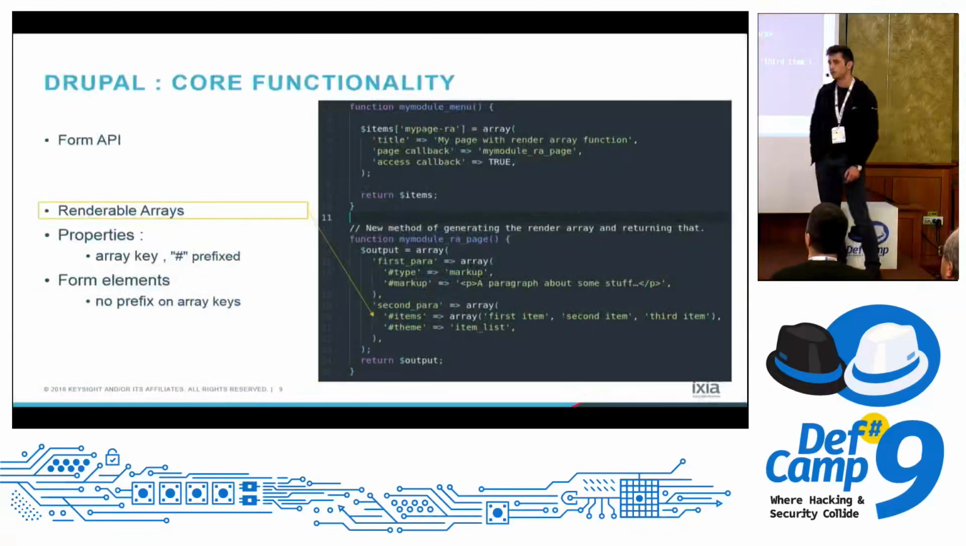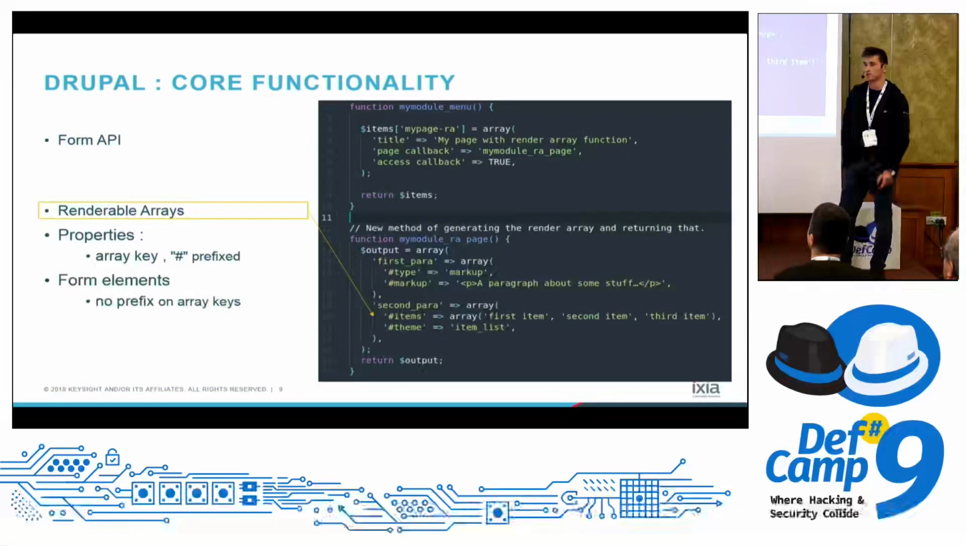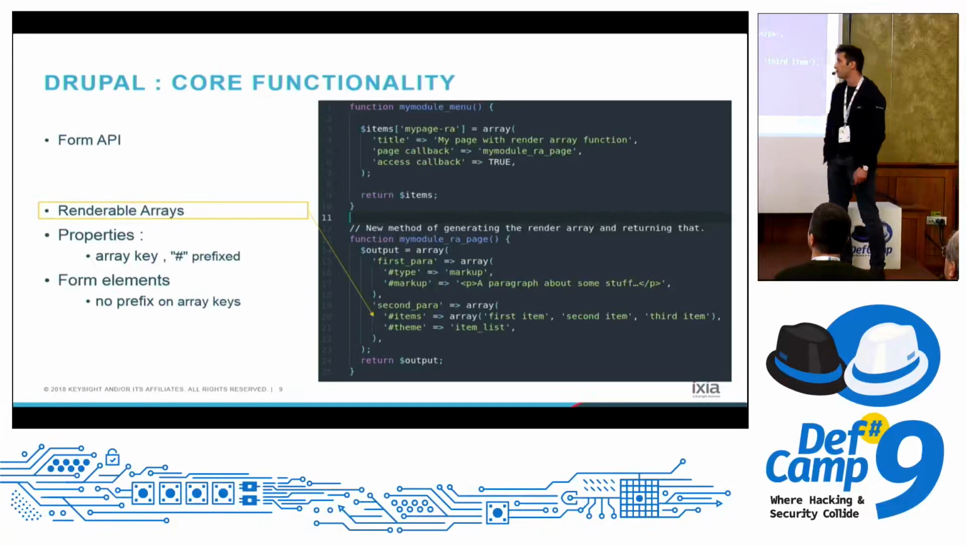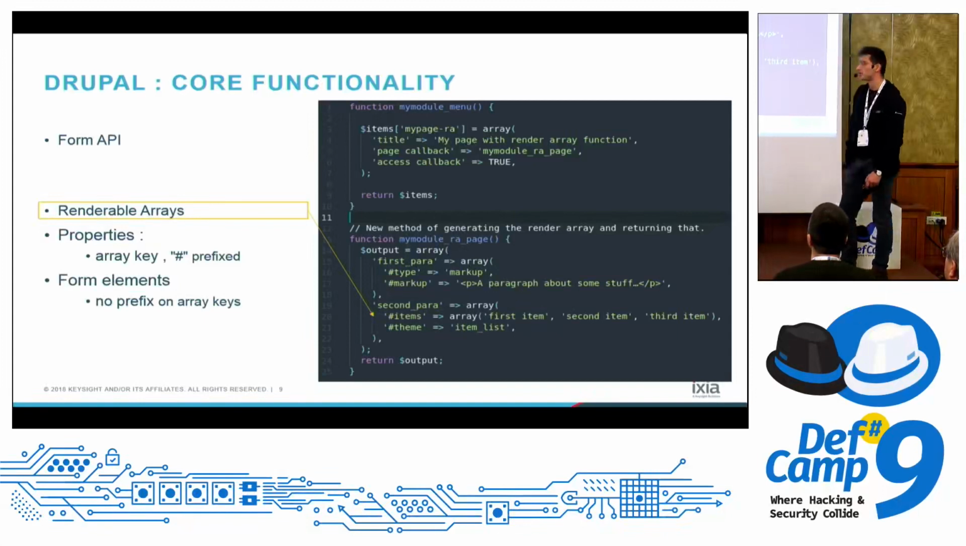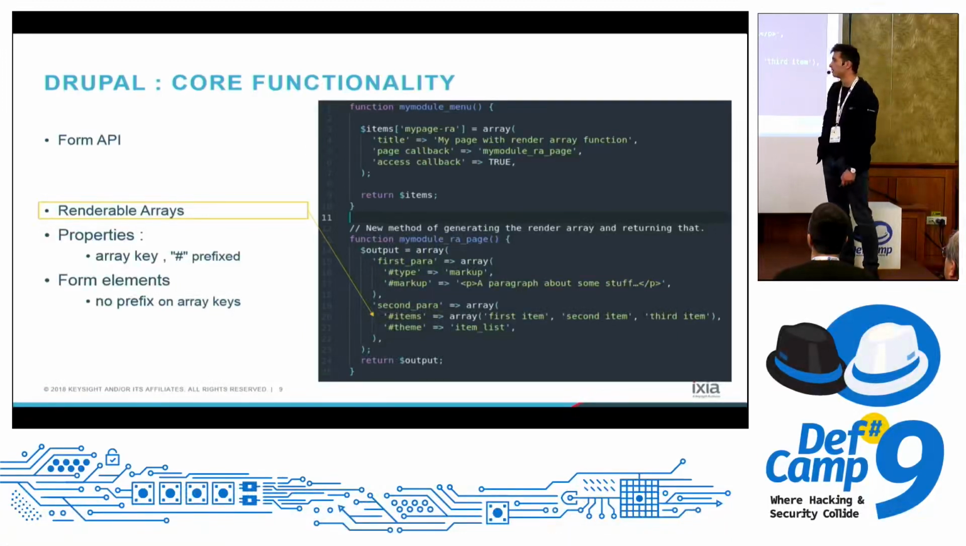Okay, so in order to understand what's going on with this vulnerability, we'll have to take a look at the core functionality of Drupal first. We have this Form API, which the developer can use to create and present forms to the end user. Its basic building blocks are the so-called renderable arrays. What are renderable arrays? Well, they are simply PHP arrays that are very similar to Python dictionaries. They map keys to HTML tags, and the keys can be either properties or form elements.